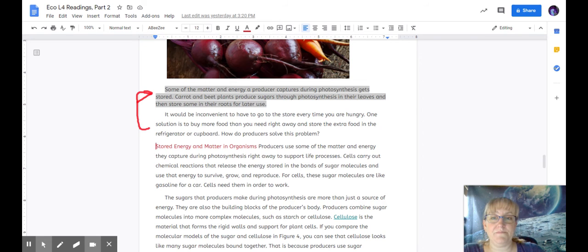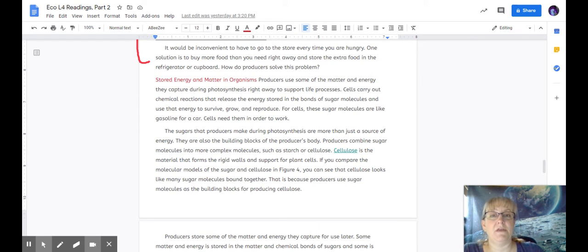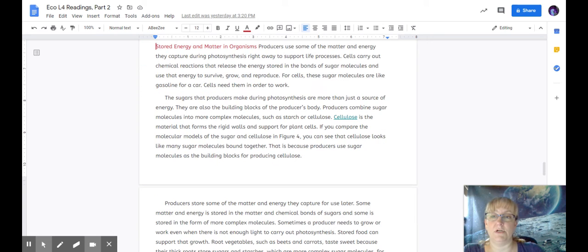Stored energy and matter in organisms. Producers use some of the matter and energy they capture during photosynthesis right away to support life processes. Cells carry out chemical reactions that release the energy stored in the bonds of sugar molecules and use that energy to survive, grow, and reproduce. For cells, these sugar molecules are like gasoline for a car. Cells need them in order to work.